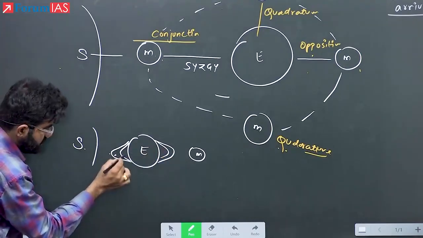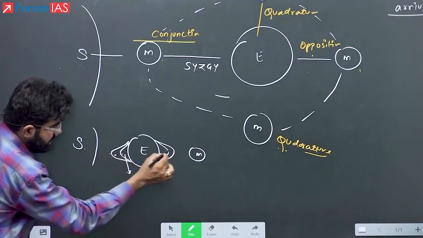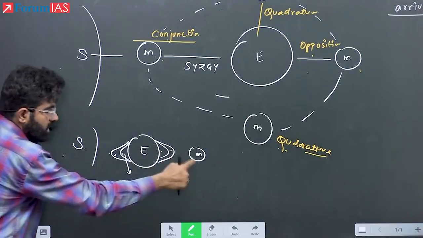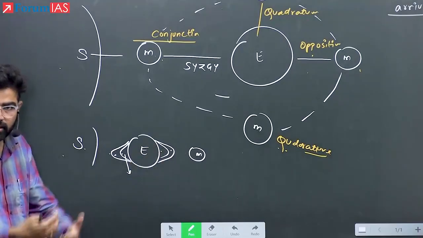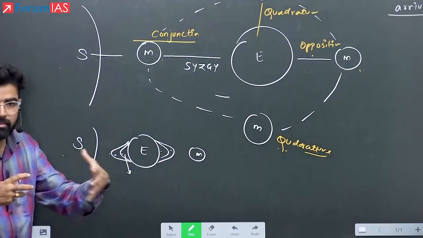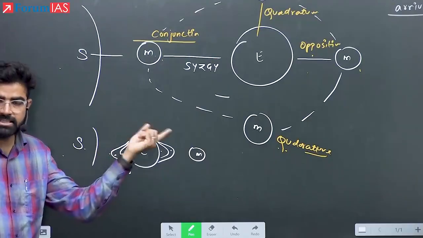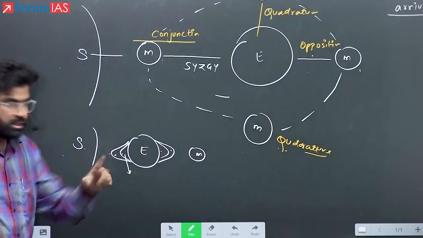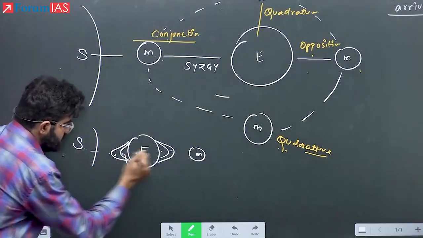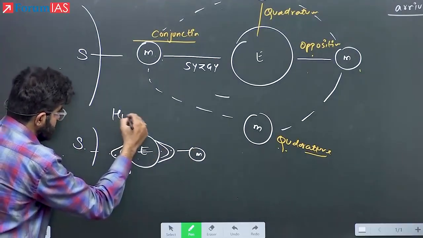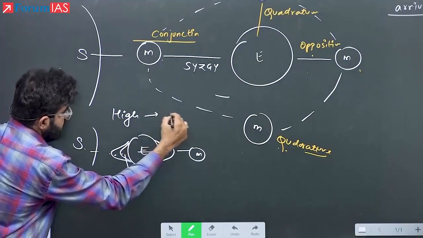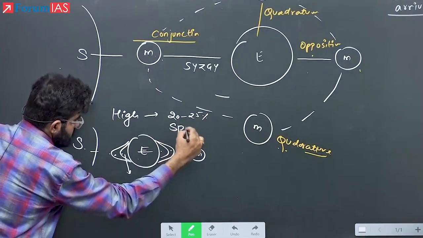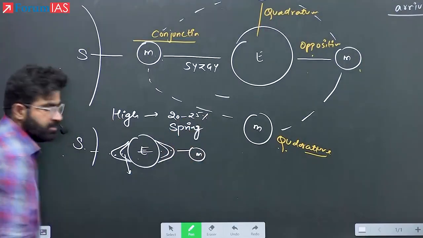Therefore, what happens is the normal high tides will increase in their height. Yes or no? Yes. Even if the sun and moon are in the opposite direction. Why? Because earth is putting the same amount of force on both sides to balance the force of one, that is, this side sun, that side moon. So what happens is in this position, the high tides in general will increase in their height by 20 to 25%. And this condition is known as spring tide.